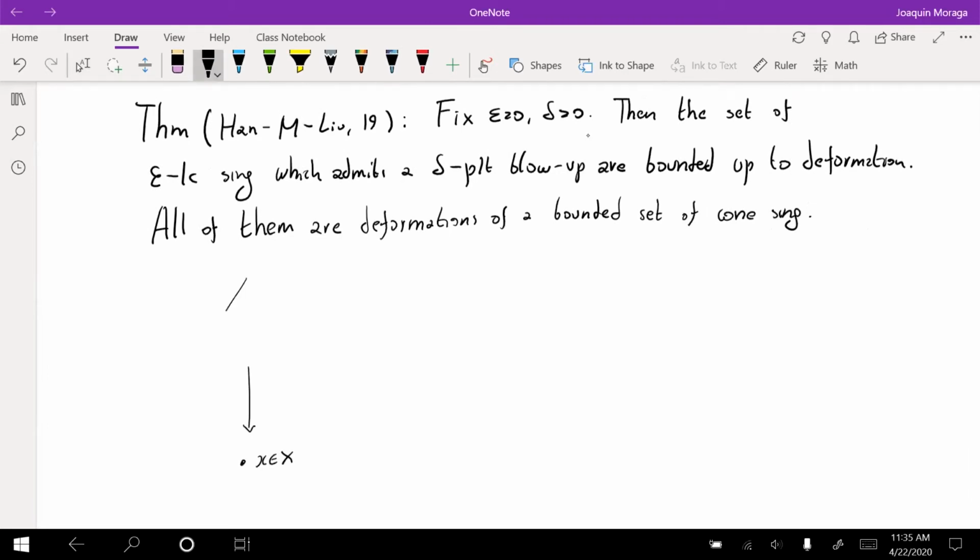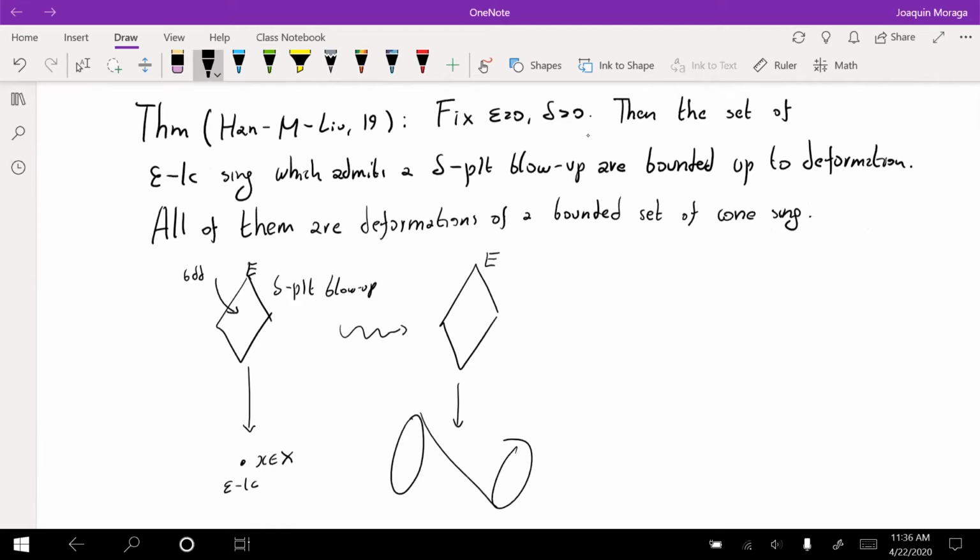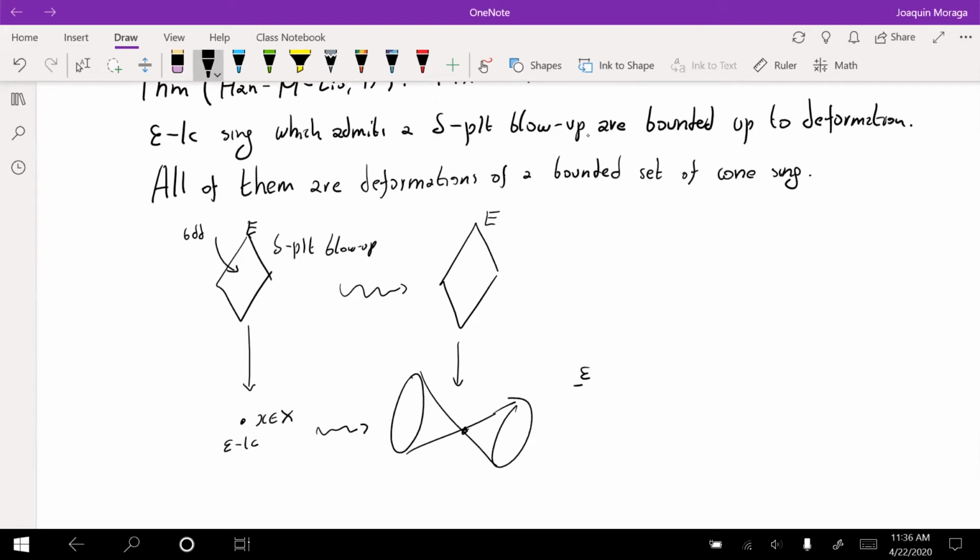You take your epsilon log canonical singularity, and then you take this delta PLT blow-up. By VAB, you know that the E here is bounded. And then you do the degeneration to the cone. So essentially the degeneration to the cone is isotrivial in the blow-up, but then contracts down to a cone singularity. And then using some computations, one can prove that this singularity that appears on the central fiber is epsilon over delta log canonical.